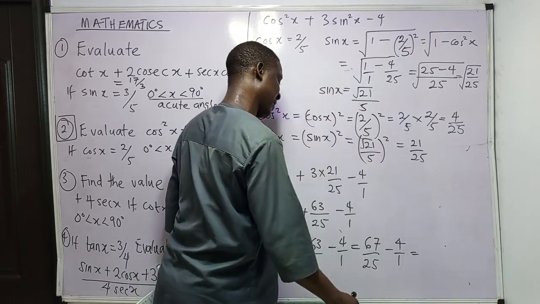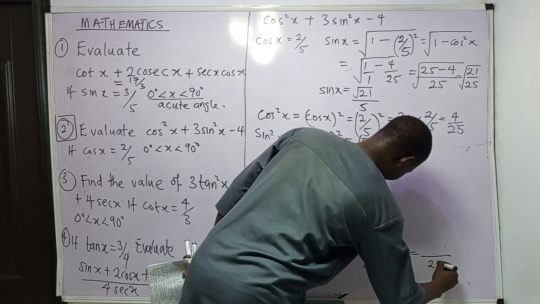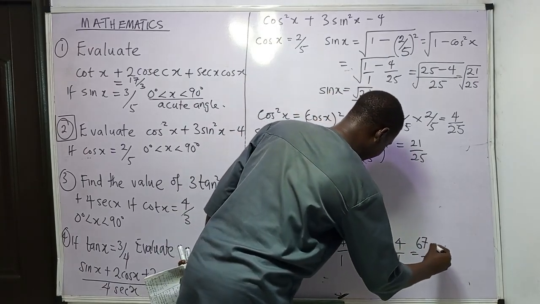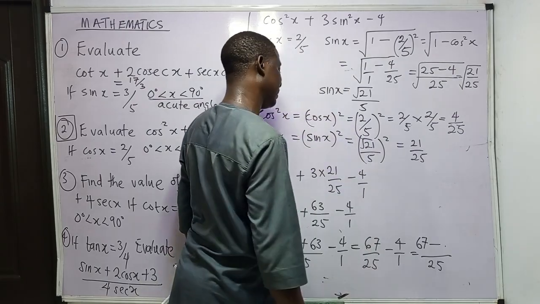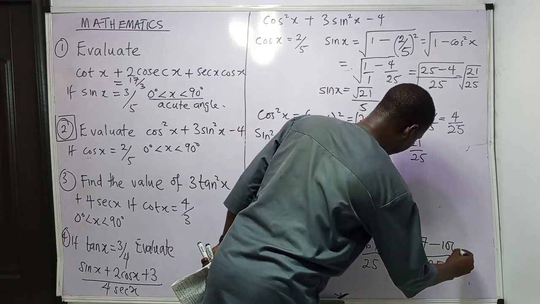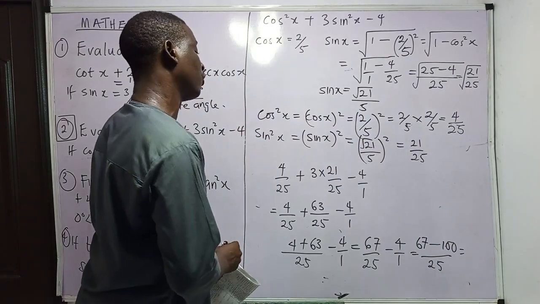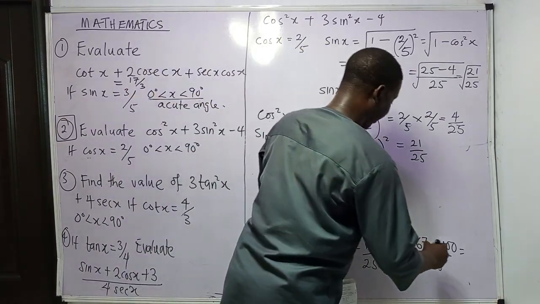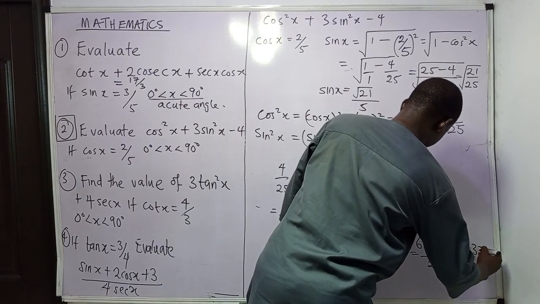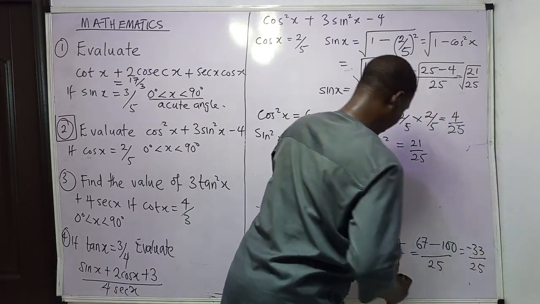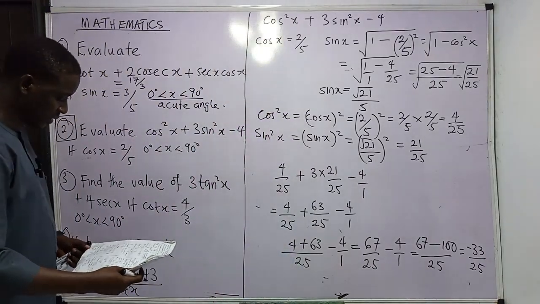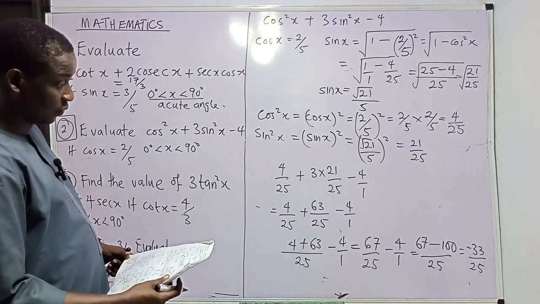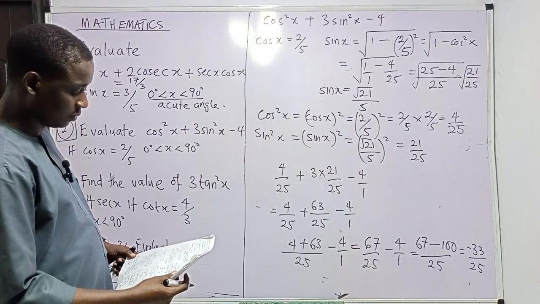So what is our LCM there again? The LCM is 25. 25 divided by 25 is 1. 1 times 67 is 67, minus 25 divided by 1 is 25 times 4 is 100. So 67 minus 100 should be minus 33 over 25. So let's look at the options given to us. Minus 33 over 25, that is what?